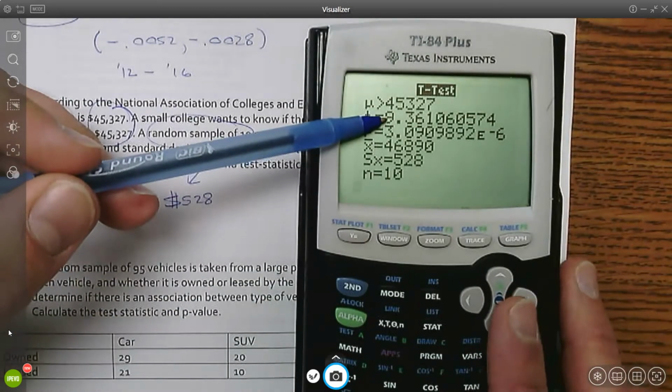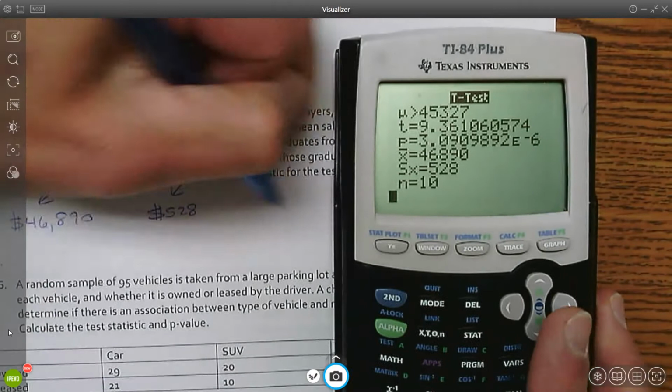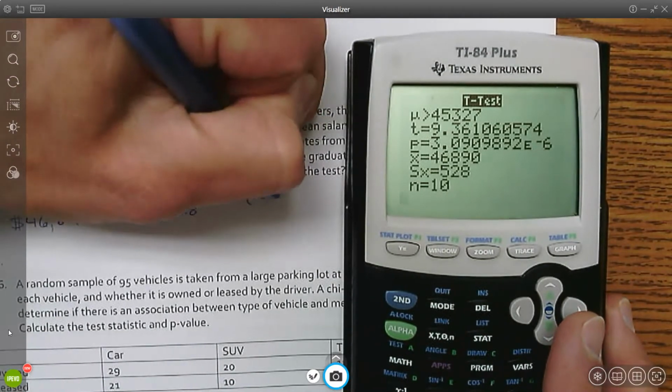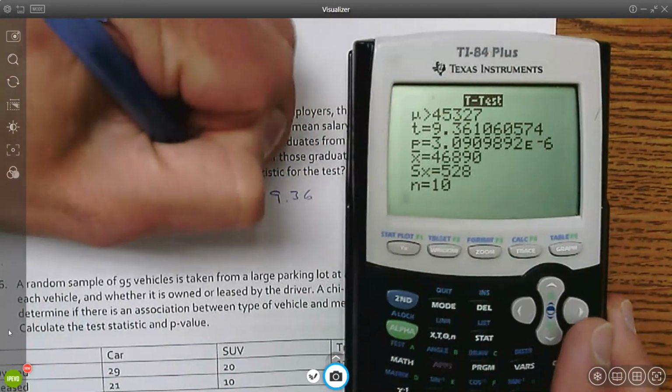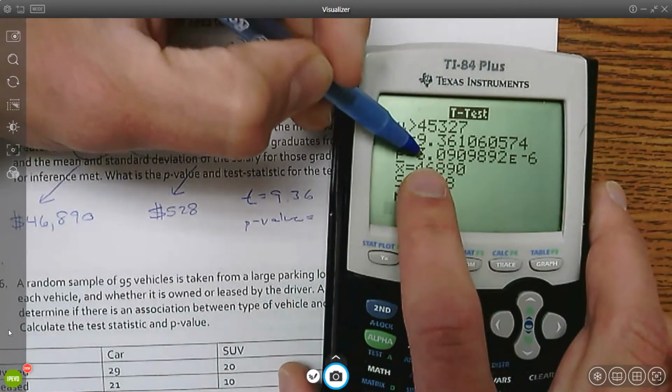Calculate. Okay, so I made this up, but I'm kind of glad I made it up in this way because you can see your test statistic. Your t-value is 9.36, which is extremely unusual. And your p-value, please do not write 3.1.